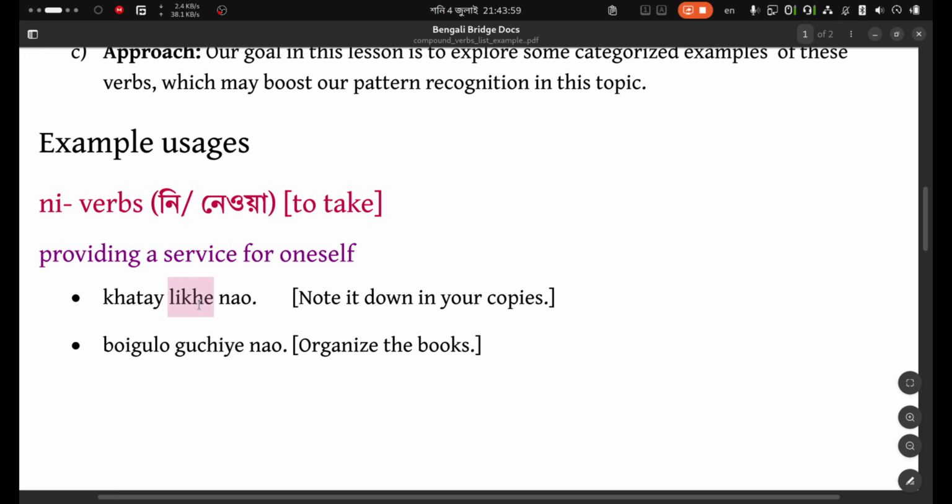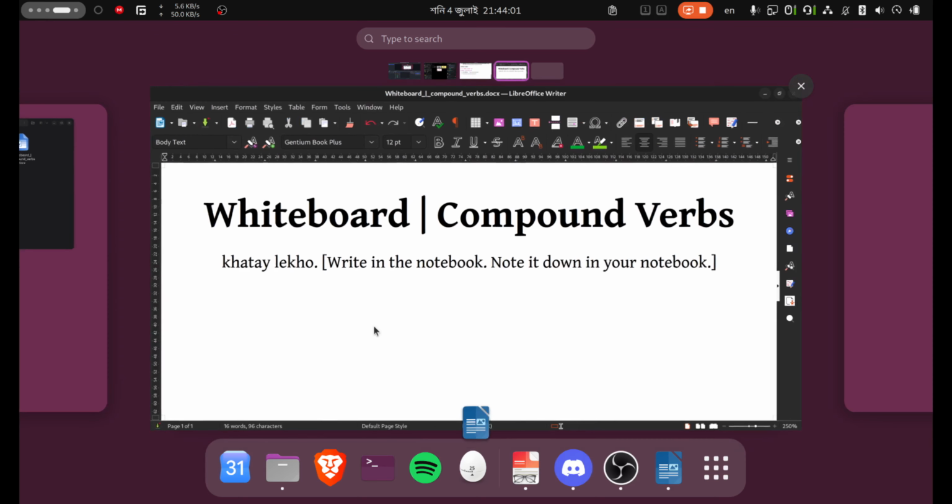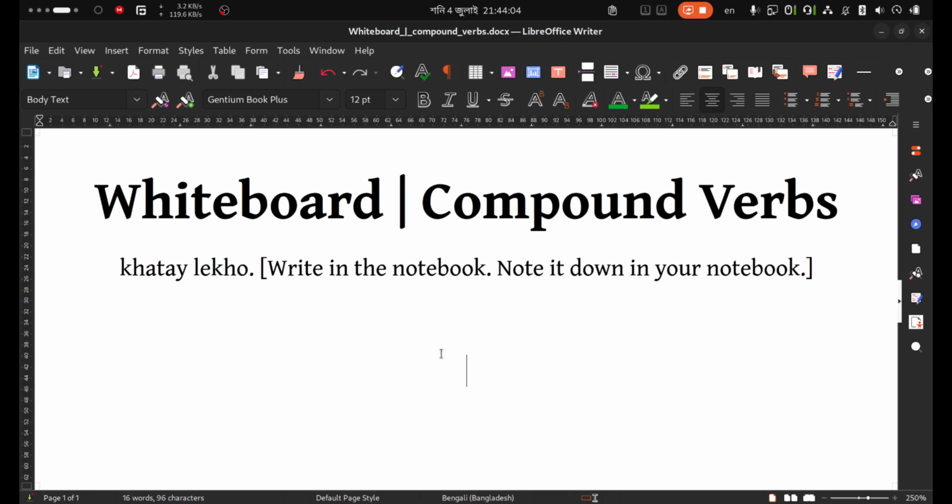First, I will break down this verb, lekha. Let's go to the whiteboard. Lekha means to write, and likhe is the non-finite form. Lekha itself is a non-finite form, but we have multiple non-finite forms. Likhe means by writing. It can mean something like that, by writing or after writing.